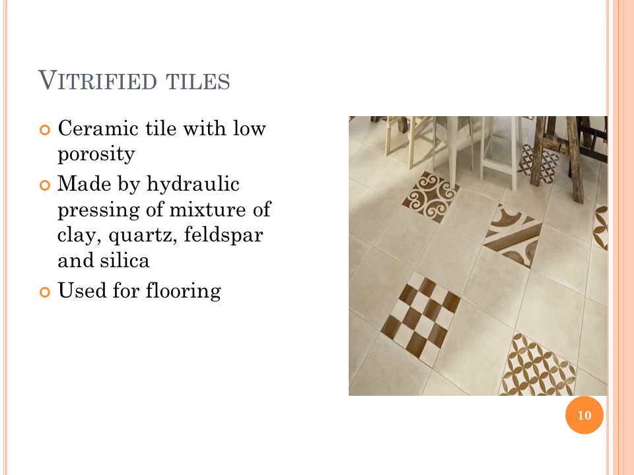Next type of ceramics is vitrified tiles. These are ceramic tiles with low porosity. They are made by hydraulic pressing of a mixture of clay, quartz, feldspar, and silica. They are mainly used for flooring.